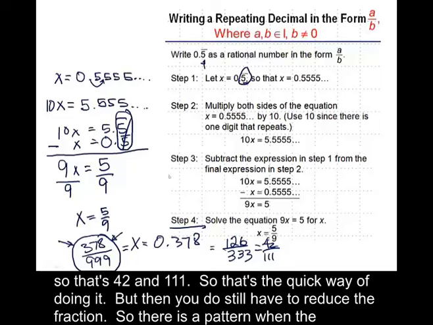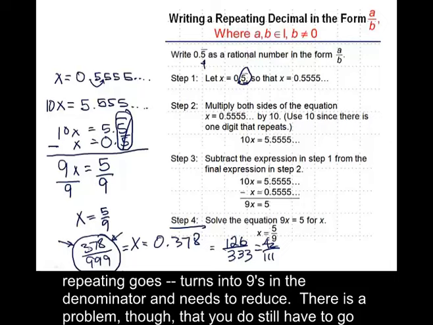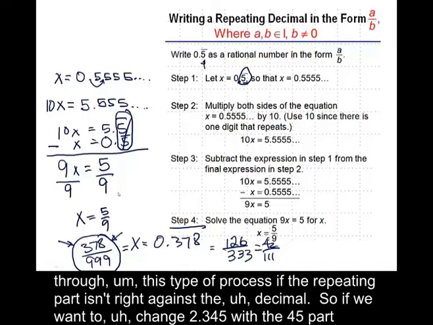So there is a pattern: when the repeating part is right smack dab against the decimal point, then the repeating part goes in the numerator, and the number of digits repeating turns into 9s in the denominator, and then you reduce. There is a problem though: you do still have to go through this type of process if the repeating part isn't right against the decimal.